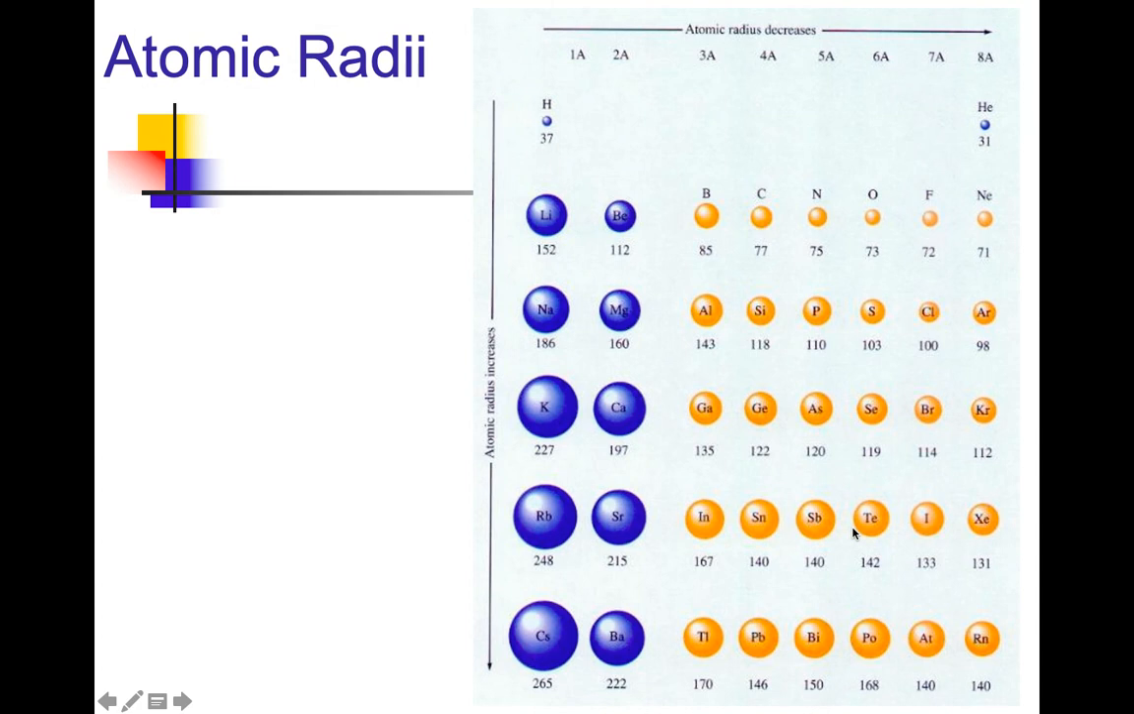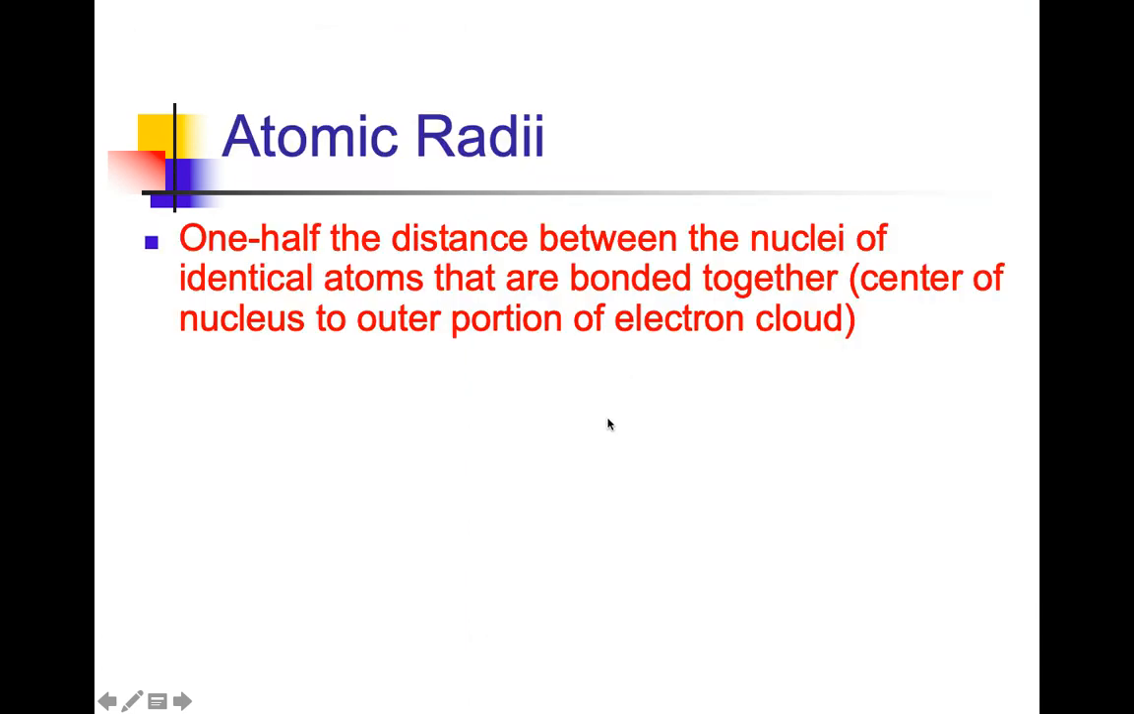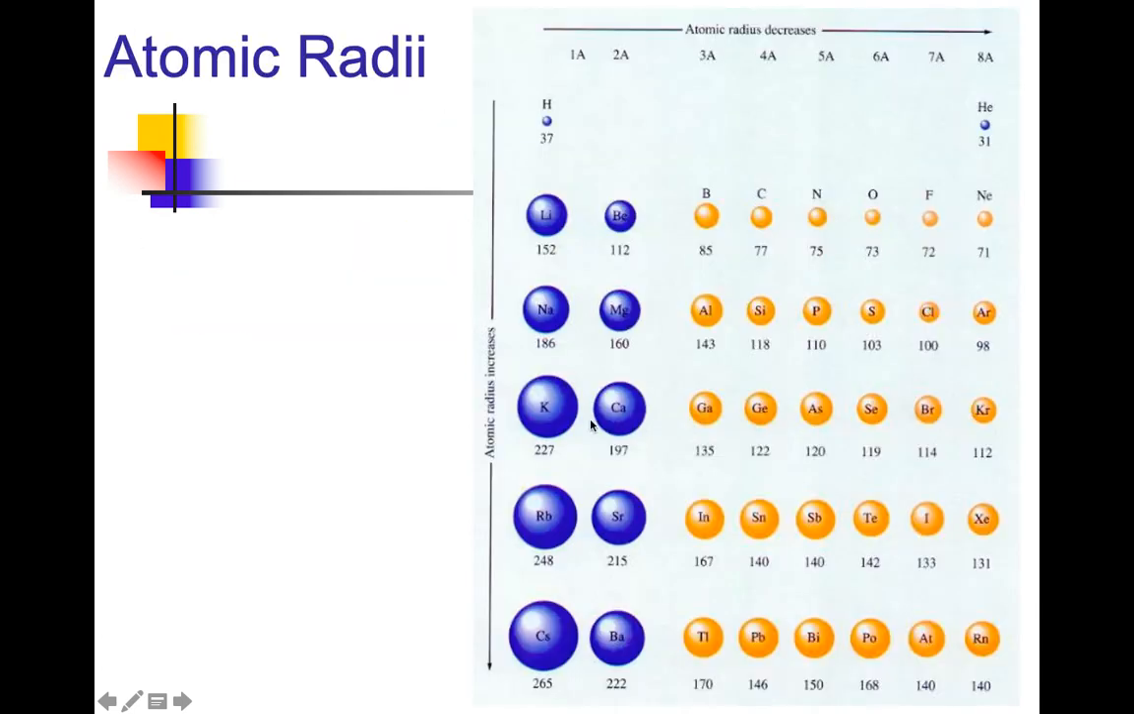Okay, hopefully the other trend that you observed was as you go across, whoops, I jumped back, I'm sorry. As you go across the periodic table, so across periods, they get smaller. Okay, so that's a trend. So you can make some predictions on the size of atoms depending on what group they're in and depending on what period they're in by their location.